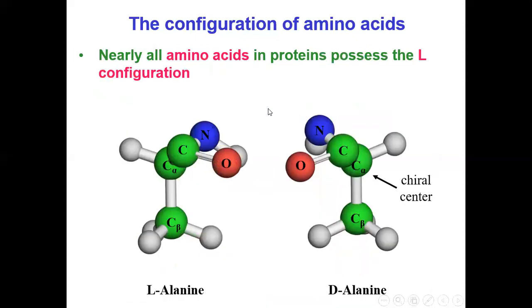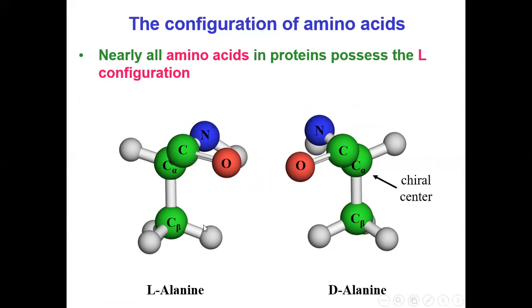And indeed, when we look at amino acids, we see that nearly all amino acids that appear naturally in proteins have the L configuration. We can hardly see any amino acids with the opposite, the D configuration. Here we can see the two configurations. And again, when we look at isolated amino acids in nature, we can find both configurations. But those that appear in proteins usually have the L configuration.